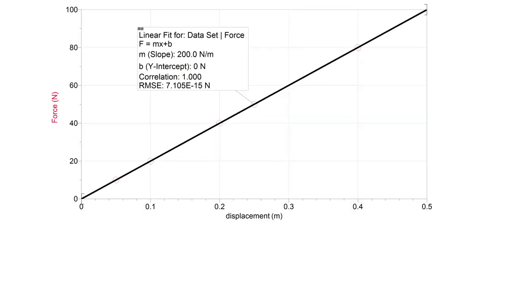Here is a graph that might look like the graph that you made from data that you collected in your physics class. This is the graph that shows the amount of force needed to stretch a spring to different distances. The distances are on the x-axis, called the displacement, ranging here from 0 to 0.5 meters, and the forces are on the vertical axis, measured in newtons. Notice that the slope of this graph is 200 newtons per meter.